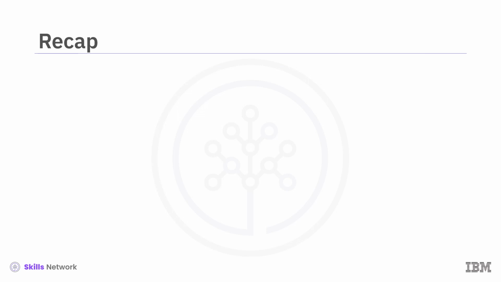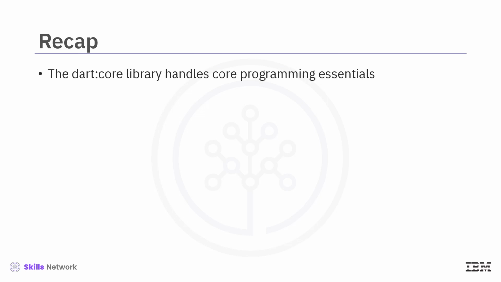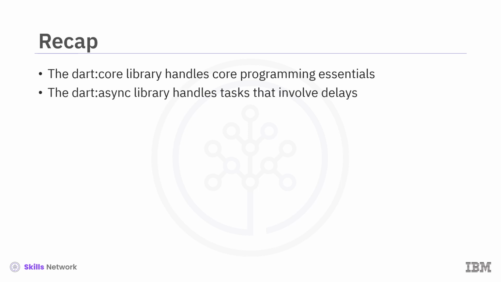In this video, you learned that the Dart core library provides essential building blocks for handling basic data types, collections, and utility functions. The Dart async library is useful for handling tasks that involve delays such as network requests or file I/O. The Dart convert library enables JSON handling, allowing applications to communicate with other apps or APIs.